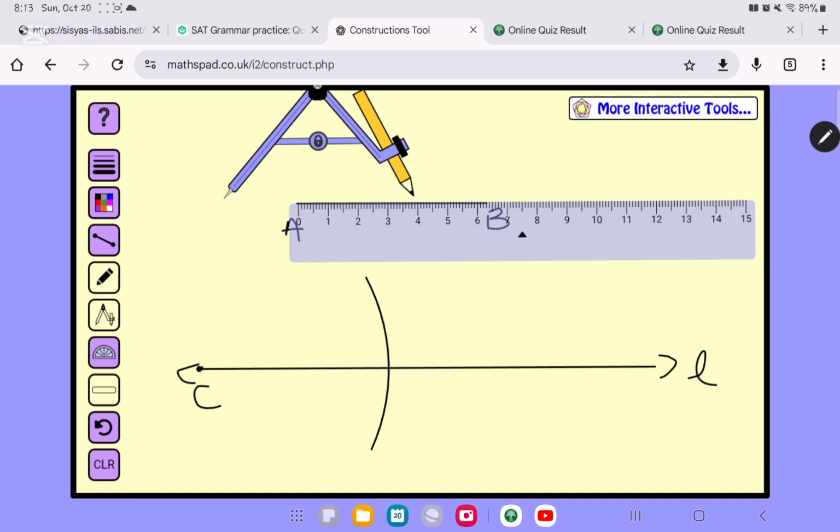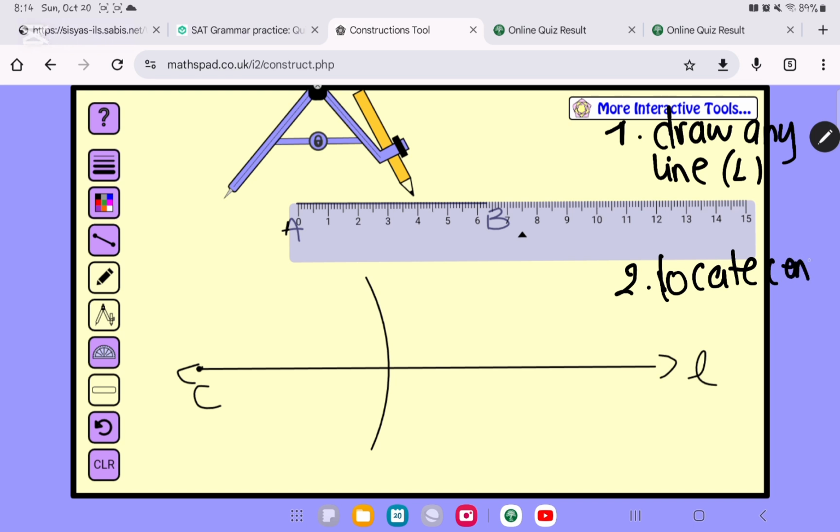So if we are gonna label this, the first thing we are gonna do, I'll change the color. The very first step we are gonna do is that we are gonna draw any line and we will call it, for example, L. The second step we are gonna do is that we're gonna locate center C. It will be any point, center C on line L.